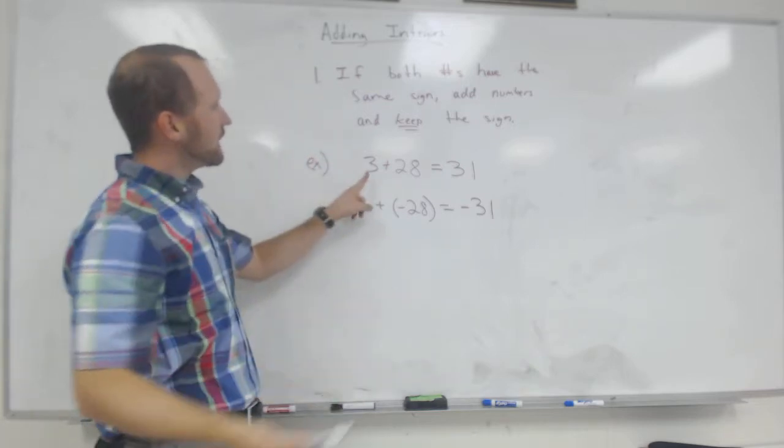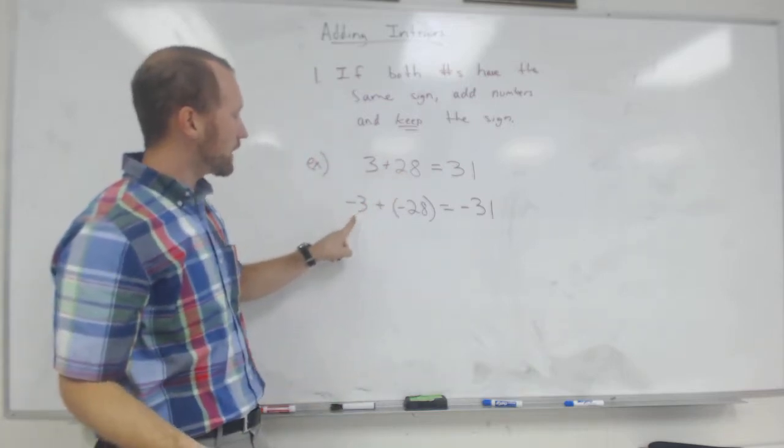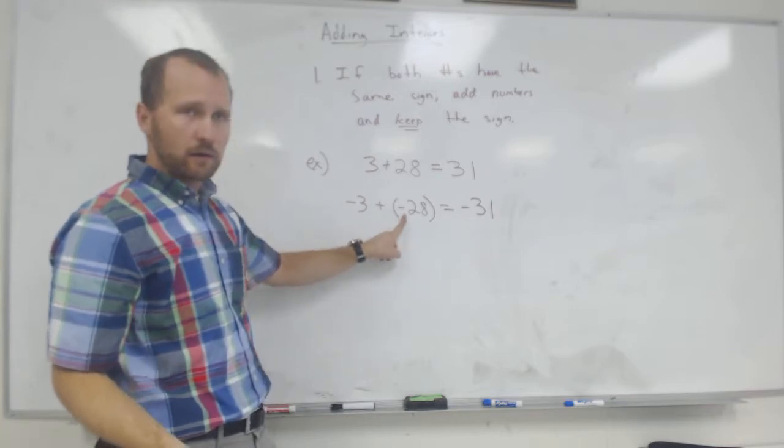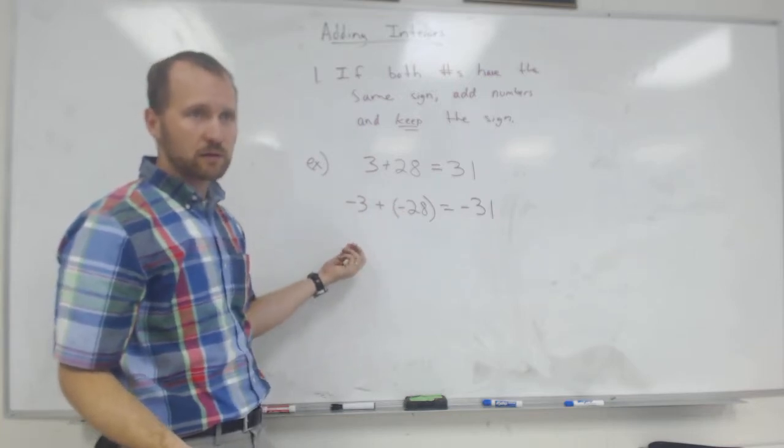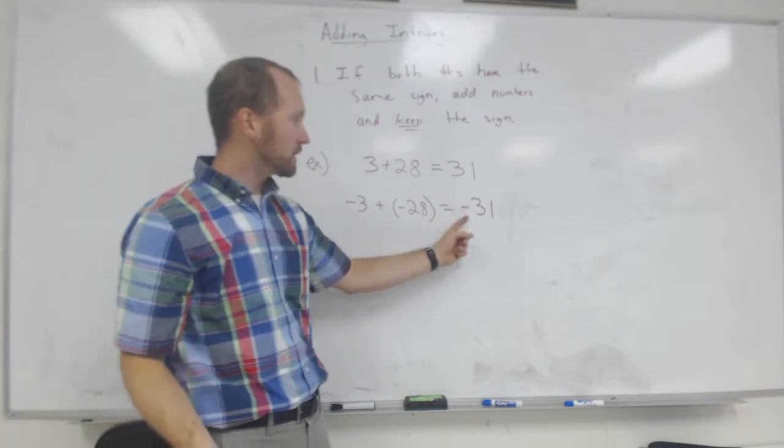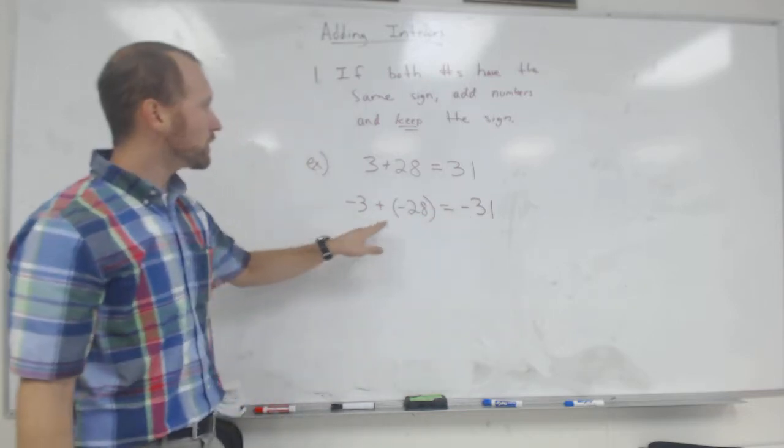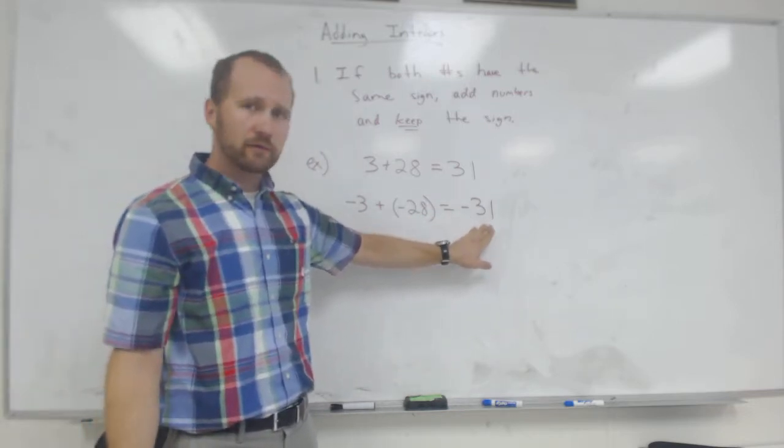Anytime I have the same sign on both numbers when I'm adding, I add the numbers and then keep the sign. So since they're both negative, I have a negative 31.